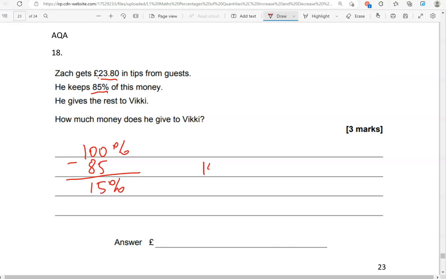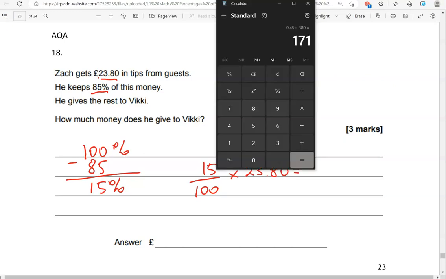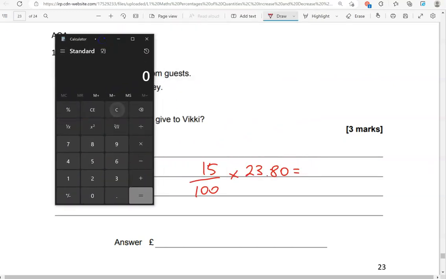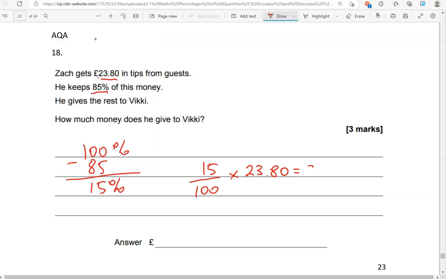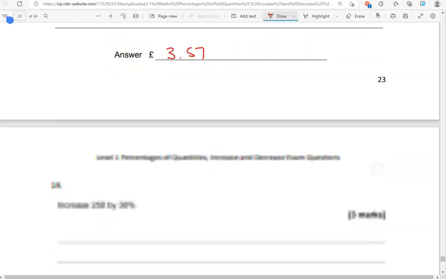So 15% of £23.80 should give us the amount that he gives to Vicky. So 15 divided by 100 times 23.8 gives us 3.57. So £3.57 he gives to Vicky.